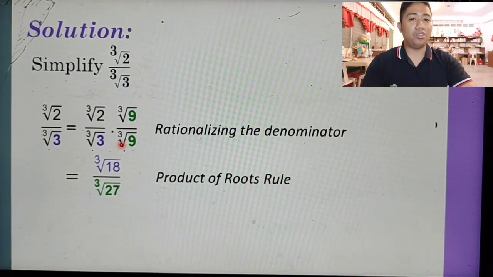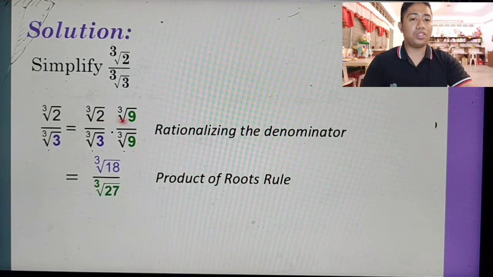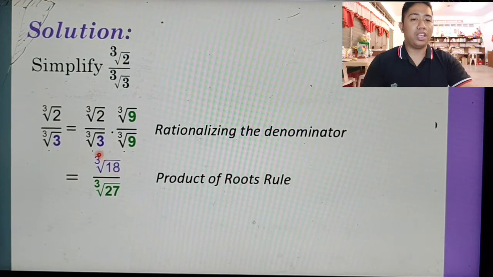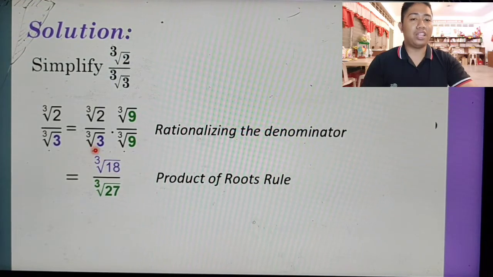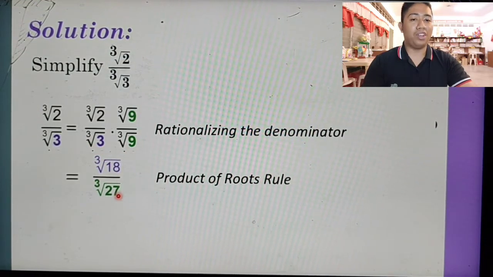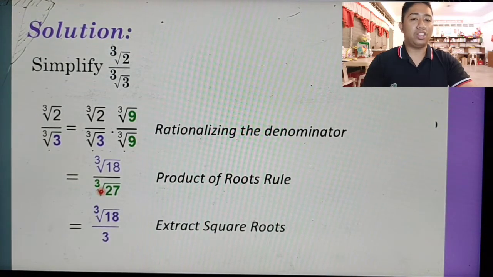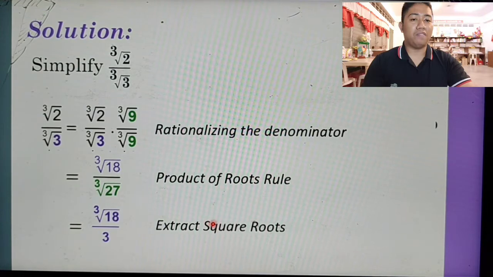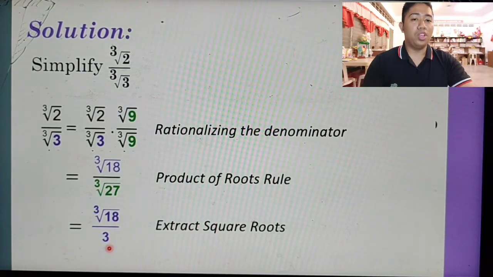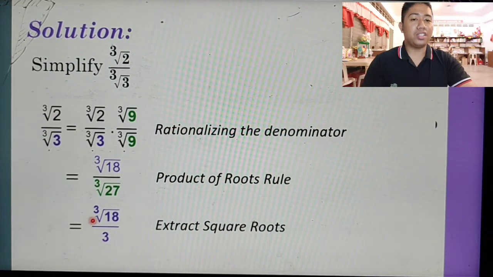The next thing to do is to apply the product of roots. The cube root of 2 times the cube root of 9 is the cube root of 18. And for the denominator, the cube root of 3 times the cube root of 9 is the cube root of 27. So simplify the denominator: extract cube roots instead of square roots. The cube root of 27 is equal to 3. So the final answer is the cube root of 18 all over 3, and that is the final answer.